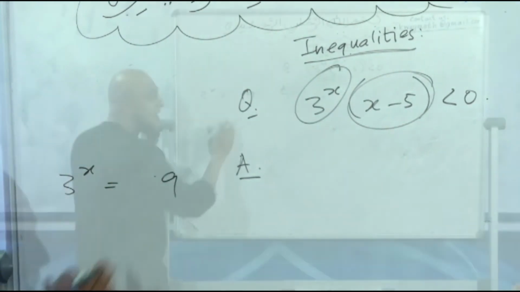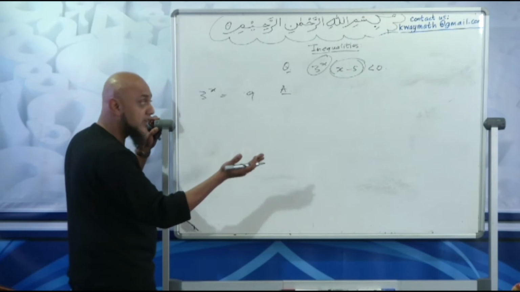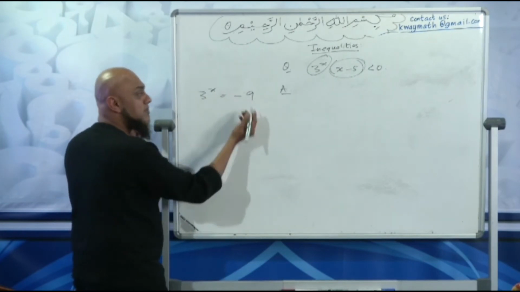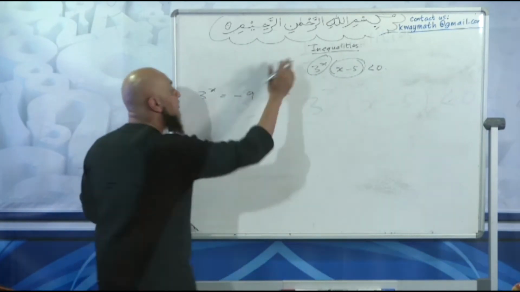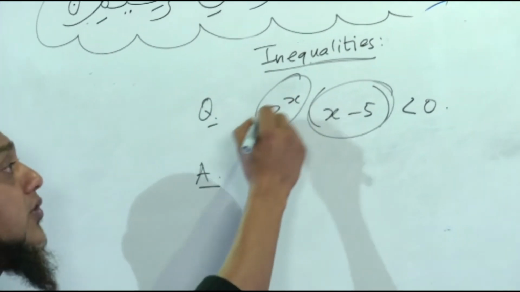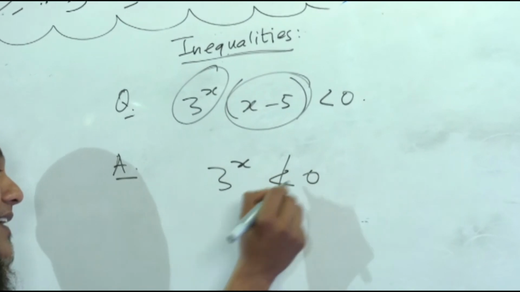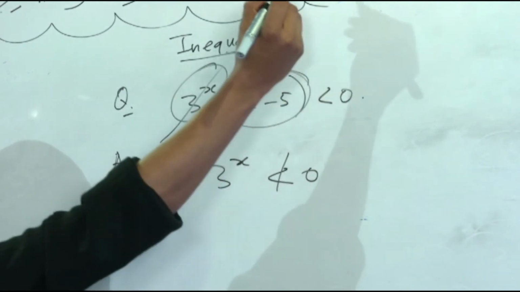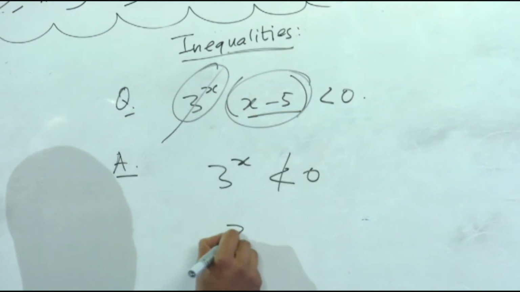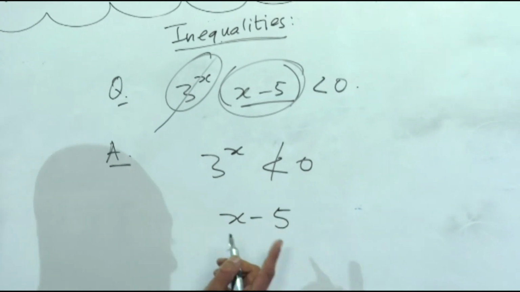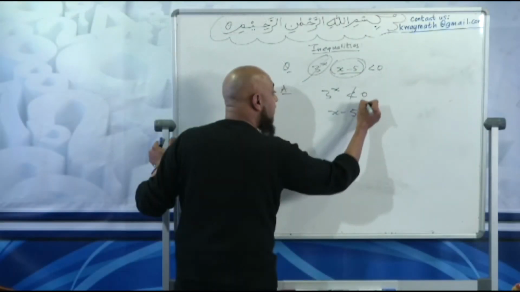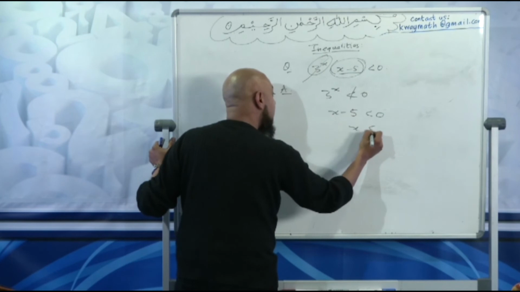Yes, 3 to the power x can equal 9. Now you can solve for x. But can 3 to the power x equal minus 9? No, it can never. So therefore, all you do is you scratch it out. You can say 3 to the power x cannot be less than 0. So that one's out. So what are you left with? And now you're going to kick yourself because you know you all got this wrong in the exam. x minus 5 less than 0, x less than 5.